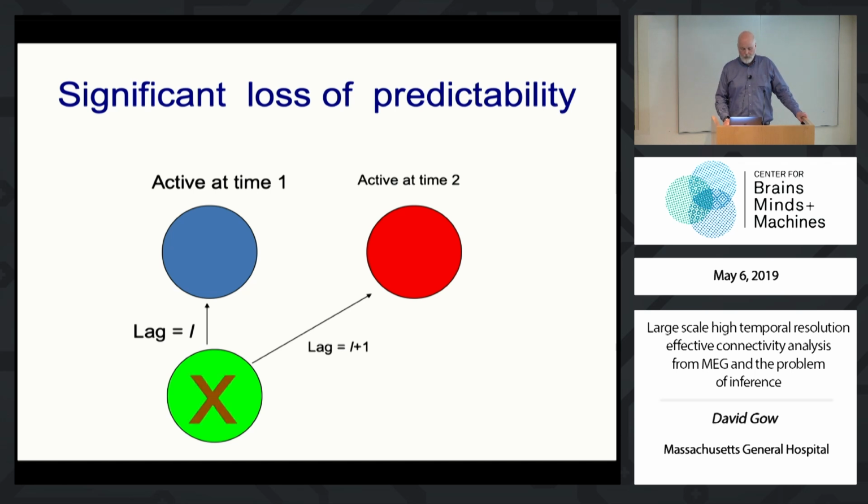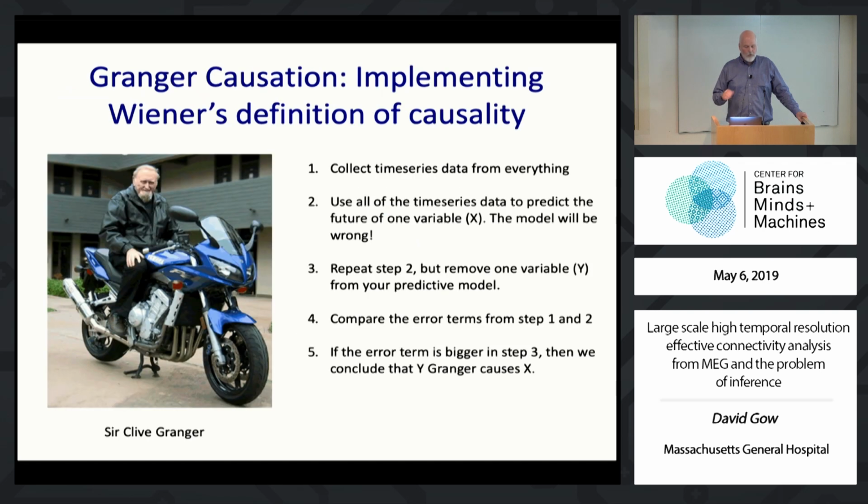So what we're going to do is try to use this to see cause and effect. The person who put this all together was Clive Granger. He won a Nobel Prize for related work. And he said, here's how you identify causality. First, identify time series data from everything. I think he said everything in the universe. That may be a little bit of overreach. We'll get back to that.